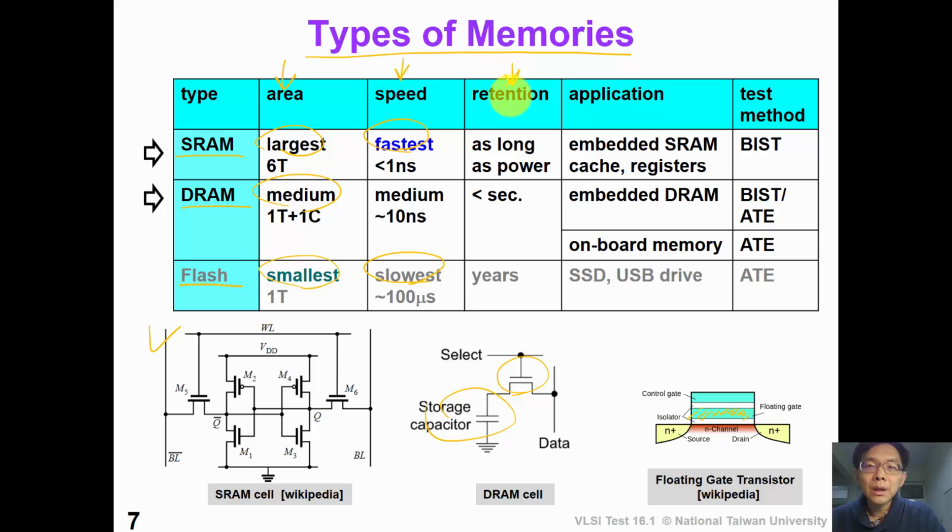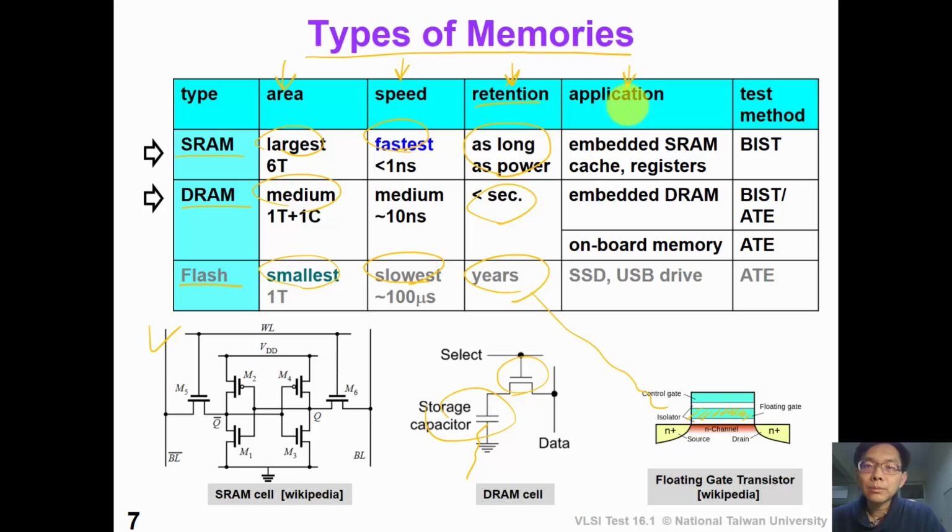Retention time means the amount of time we can hold the data. For SRAM, the data can be retained as long as we provide the power. For DRAM, the data can be leaky, so the retention time is typically less than a second. For flash memory, the data is stored in the floating gate for up to several years.